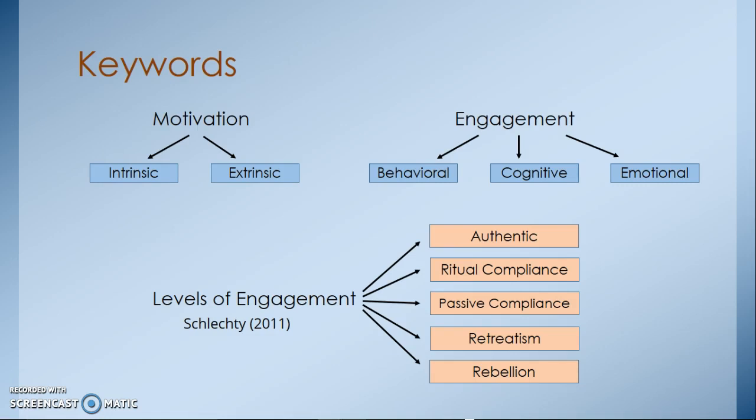Authentic is when the students actually find meaning in what they are studying, so they are fully engaged. Ritual compliance is when they don't have any value for it, but because of the grades, they get engaged because they want to do well in the class. Passive compliance is when they don't have any value for it, but they want to avoid the punishment that comes with it, so they get engaged. Ritualism is when they are not engaged, they don't care, but at the same time they are not disruptive, so they are disengaged. Rebellion is when they are disengaged and at the same time disruptive in the classroom.